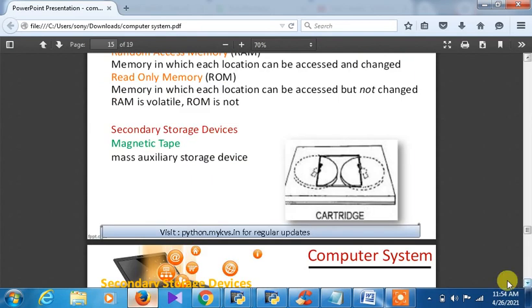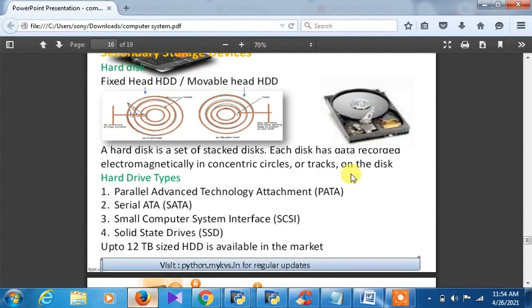Secondary storage devices. What is exactly this one? Secondary storage devices: hard disk is there, fixed head, movable head, SSD. These are the types of hard disk drive.